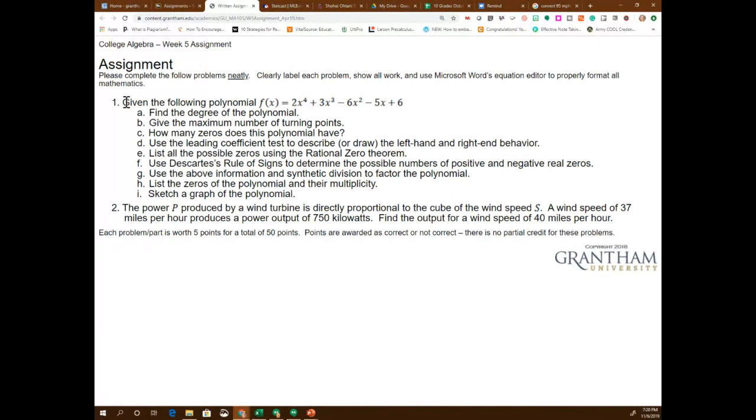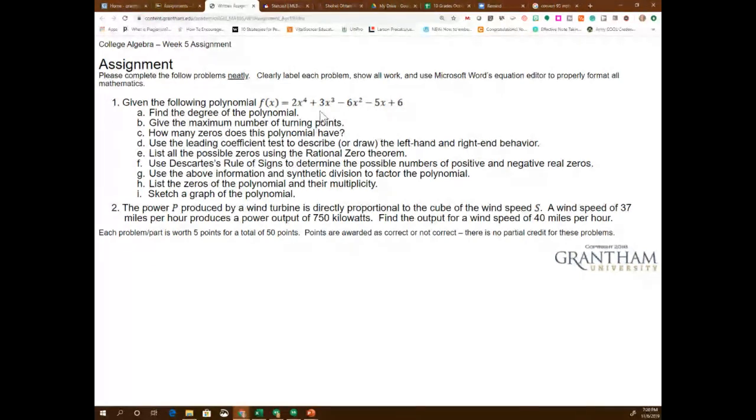So the week 5 assignment here is basically 2 questions, but question 1 has lots of parts. And what we're doing here for question 1 is we're analyzing a polynomial. And we are basically taking everything we've learned in Chapter 3 and applying it to one problem. So these are step-by-step. Find the degree, give the maximum number of turning points, how many zeros does it have, use the leading coefficient test, list all the possible zeros.